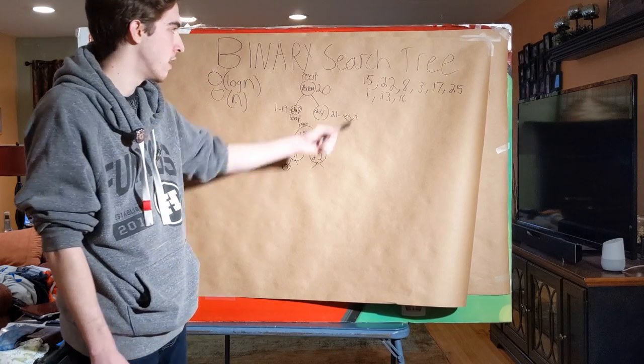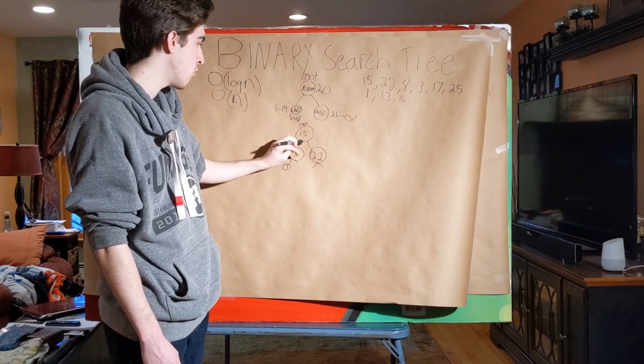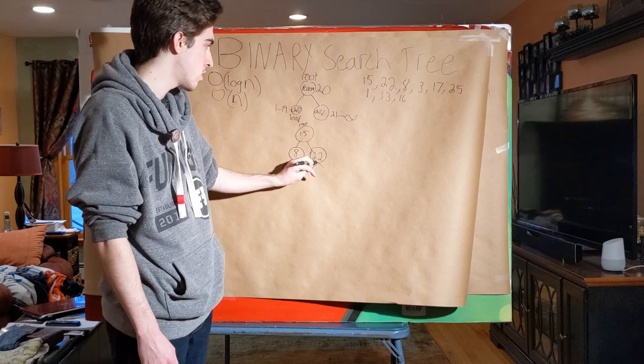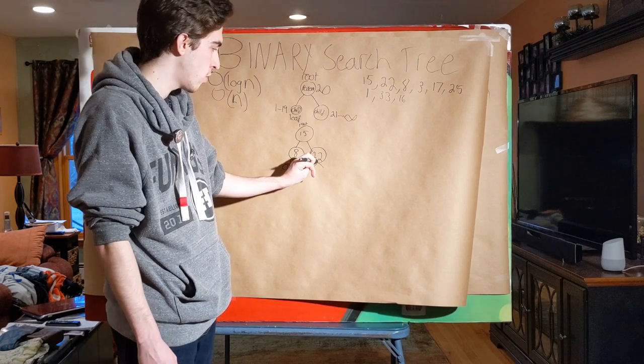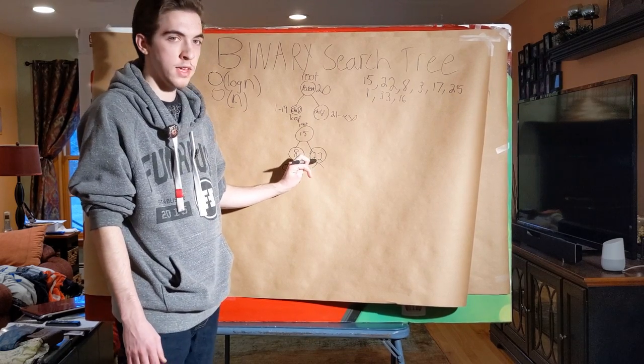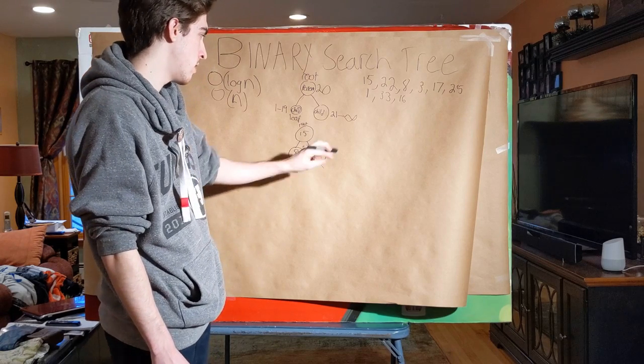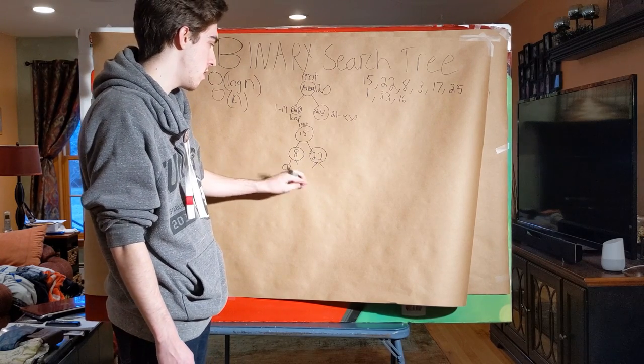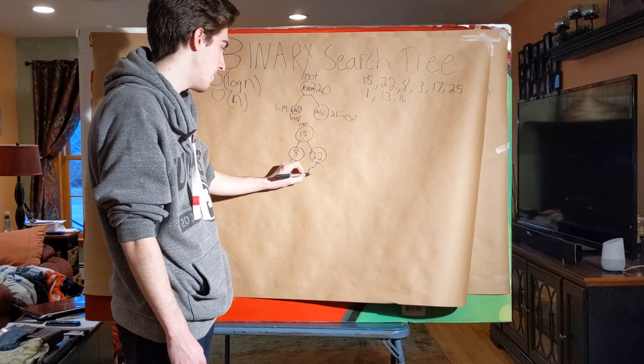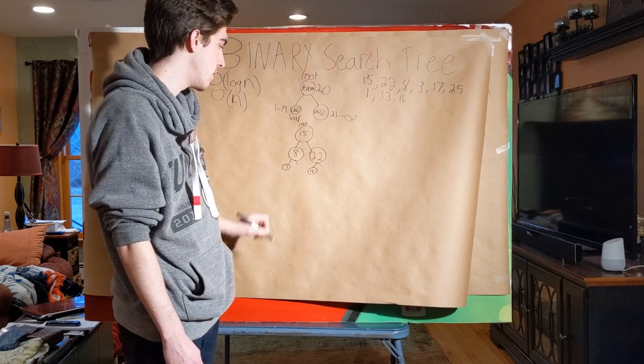3. And then you go to 17. So 17 is bigger than 15. You go to the next child, which is the right child. It's 22. 22 is bigger than 17, so that means 17 is smaller than the parent. So you go left.